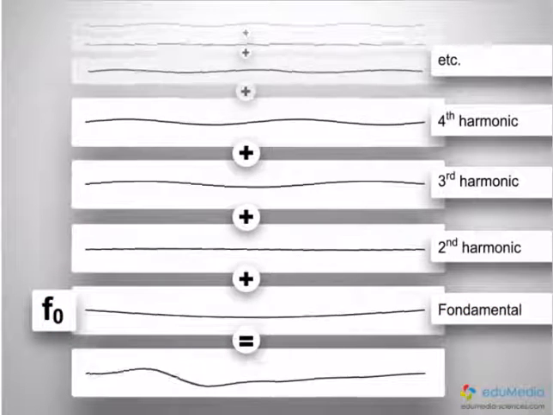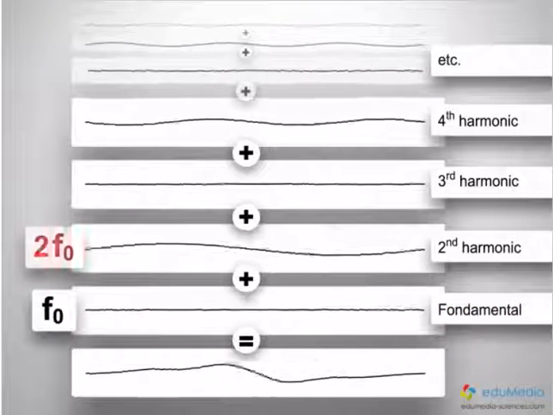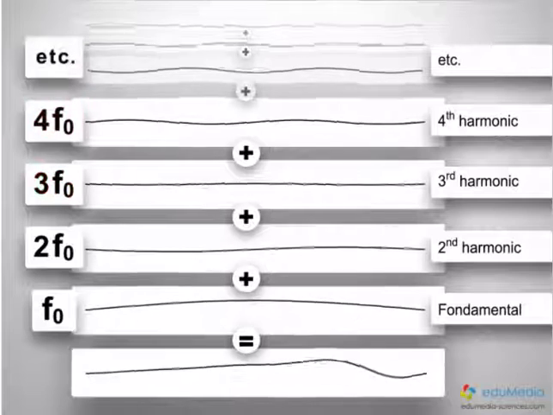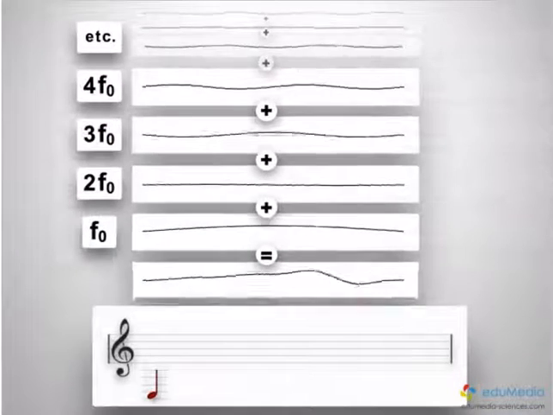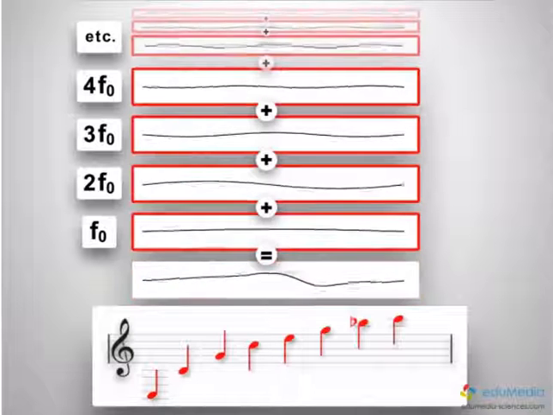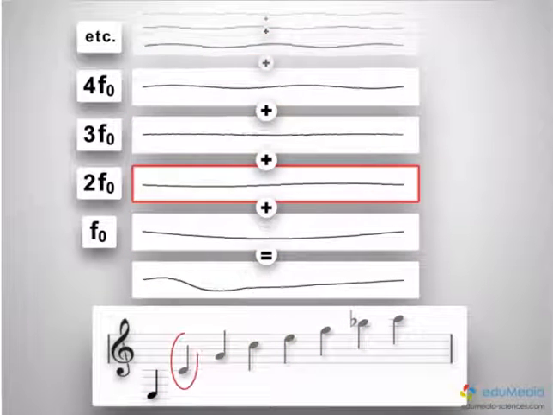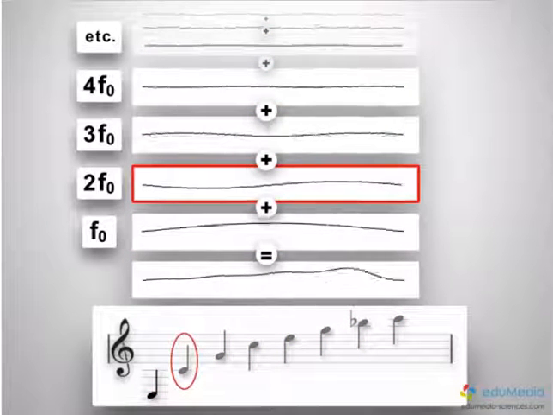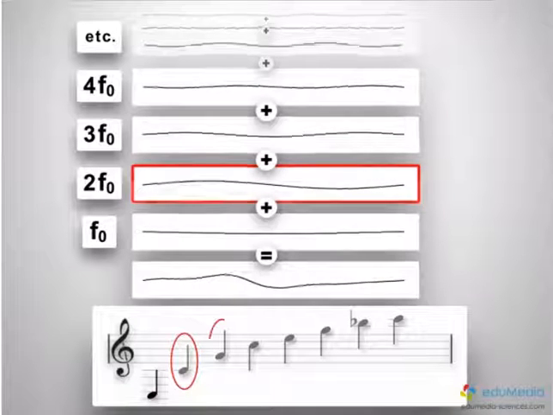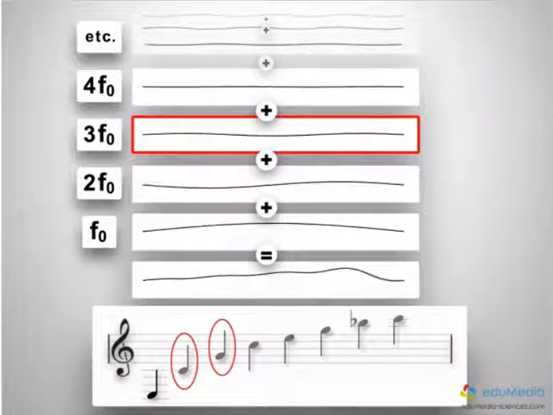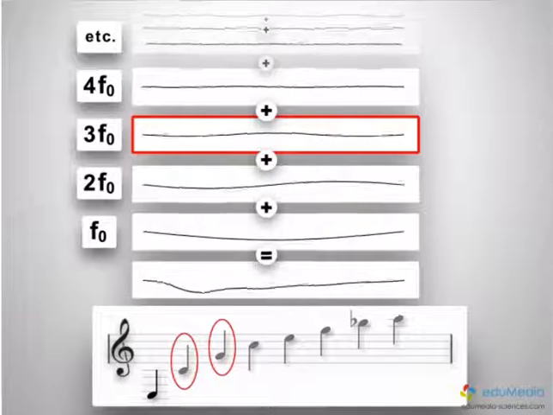The harmonics that follow have frequencies that are multiples of F0, and each one of them corresponds to a note. Put another way, when we play the note C, we make other notes resonate. The second harmonic vibrates at a frequency that is double that of the fundamental. It's a C, one octave higher. The third harmonic turns out to be G, the fifth of C.